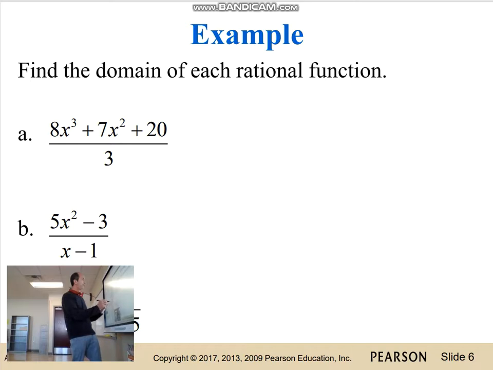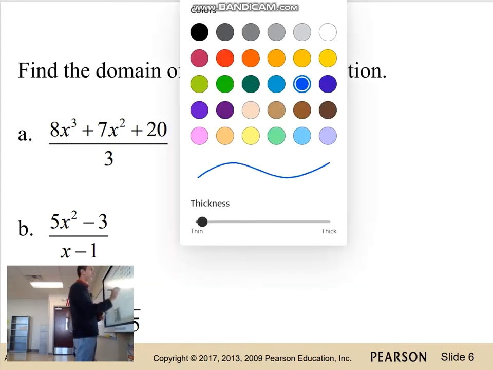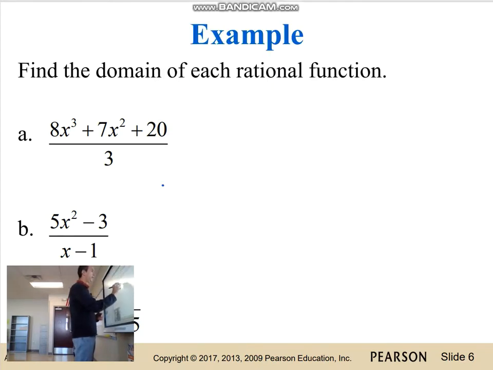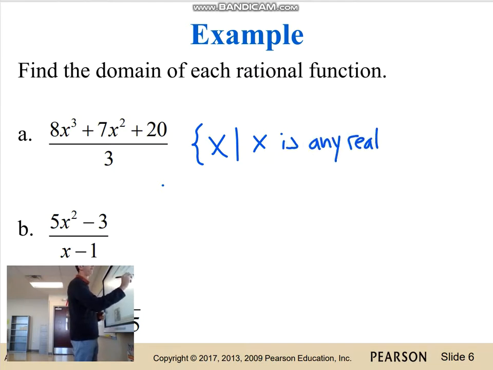On this first example, we will have all the real numbers because 3 is different from 0. There's nothing that makes the denominator equal to 0. And the answer, in set notation, is x such that x is any real number. You can write it like this.